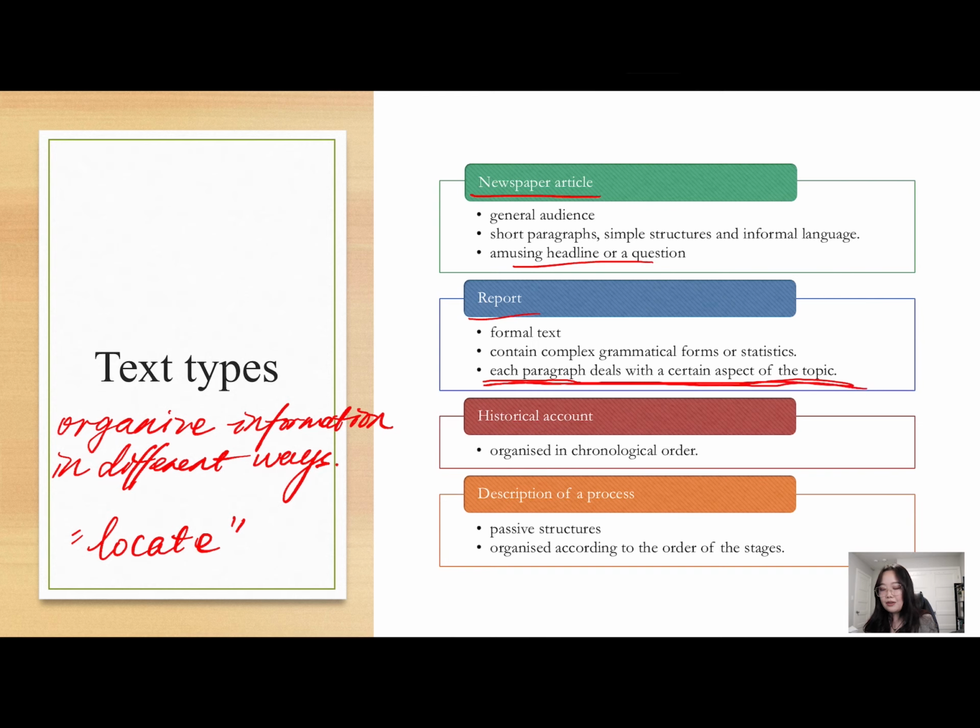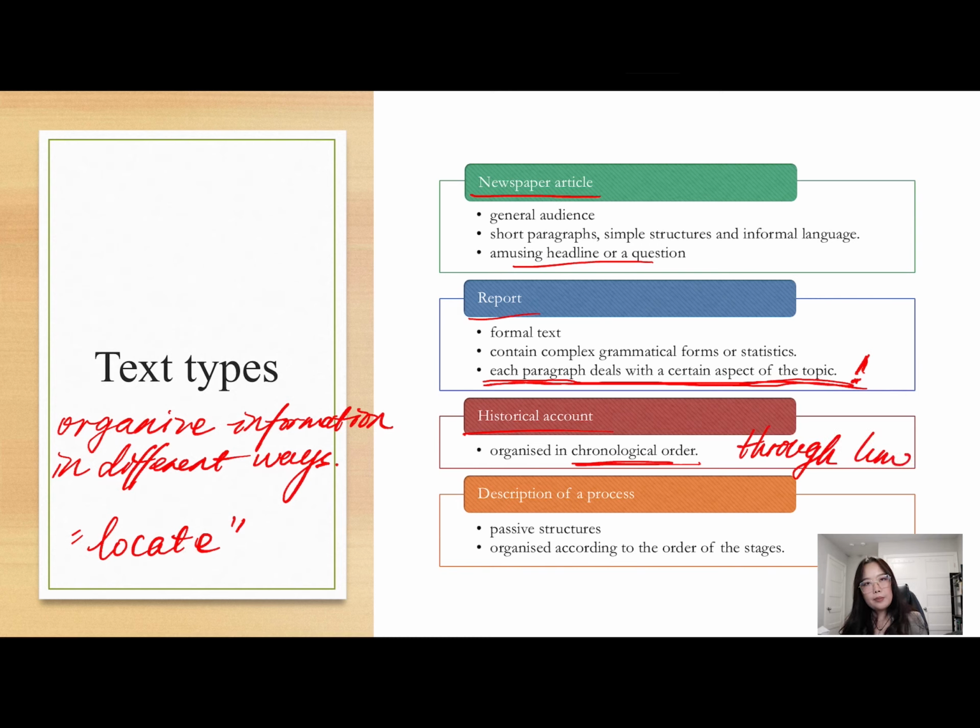And we also have historical account. Remember, I predict that the population spread title could be a historical account. Historical account articles usually organize information in a chronological order. Chronological order means that it will be organized in the order that it happens through time.